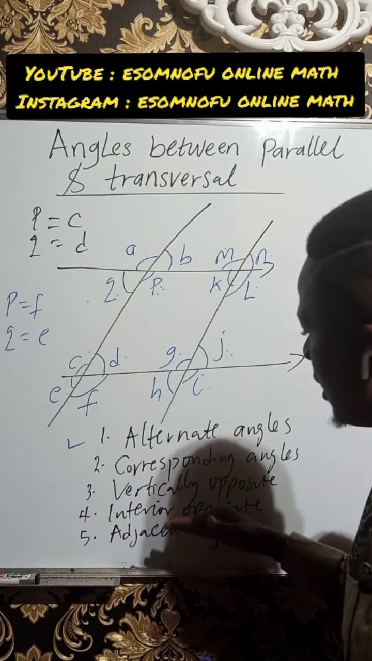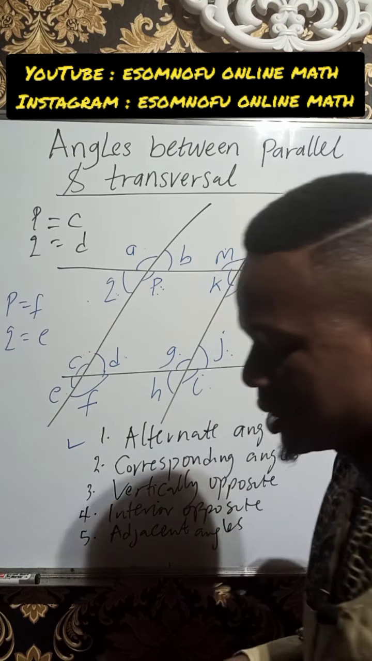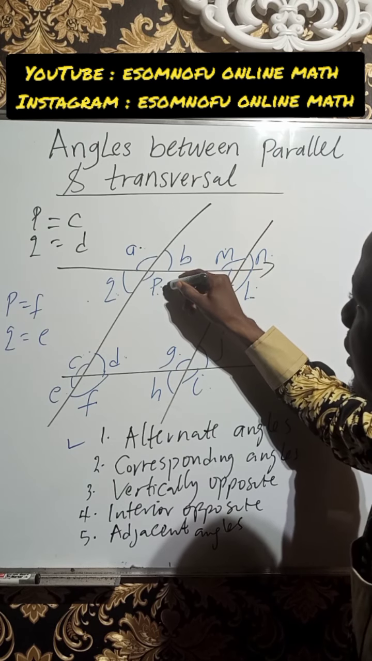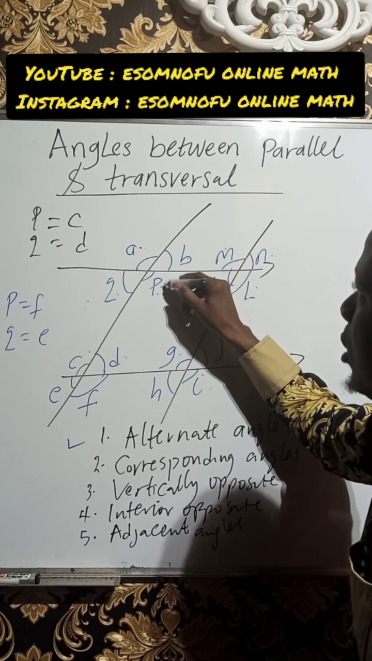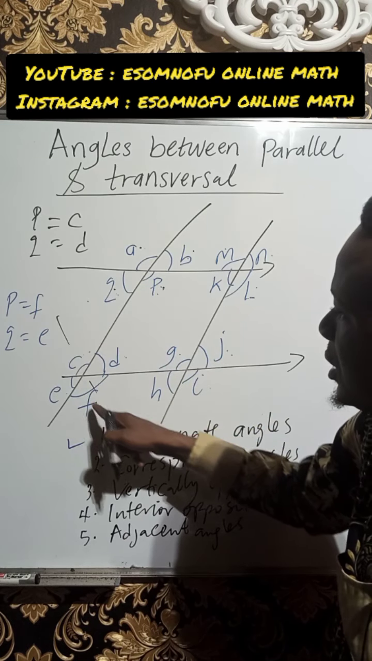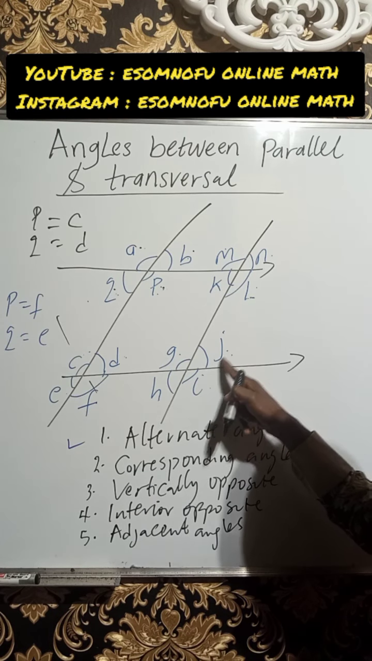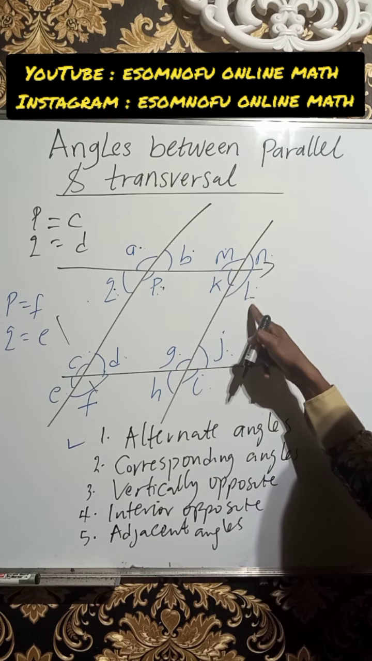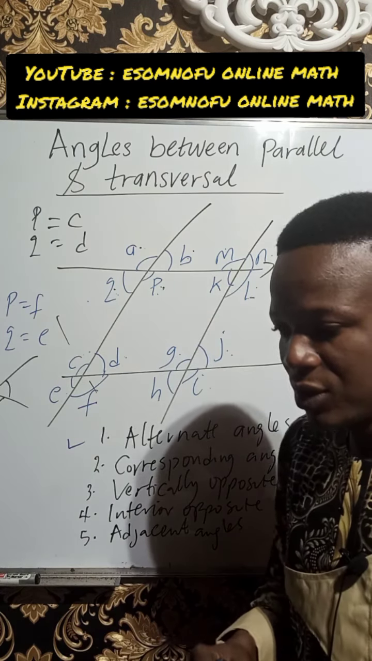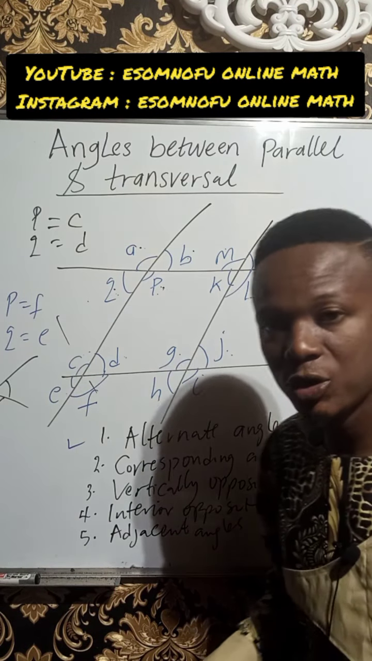Okay, so we still have the vertically opposite angles. Vertically opposite angles are just directly opposite to each other, like A and P. They are vertically opposite and they are equal. B is equal to Q, vertically opposite. Look at it, vertically opposite. C and F, D and E, G and L, J and H, M and L, N and K. These are vertically opposite angles. They are facing each other vertically and they are also equal to each other.